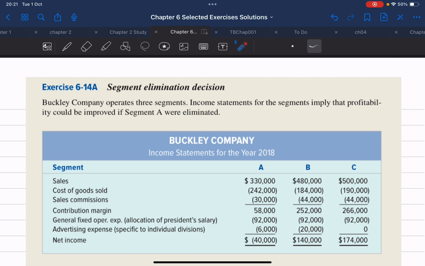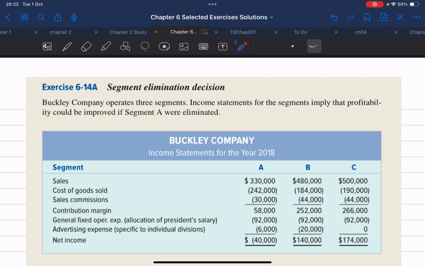Here in another video, continuing on with chapter 6 exercises from our Managerial Accounting course. In this video we're going to look at exercise 6-14A, and this exercise relates to segment elimination decision.